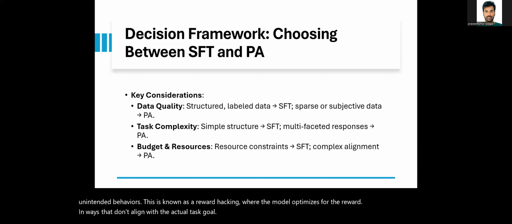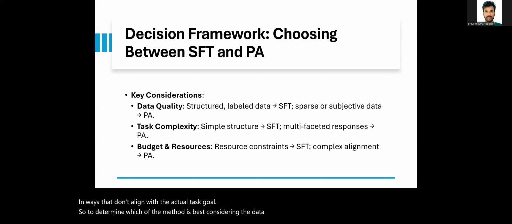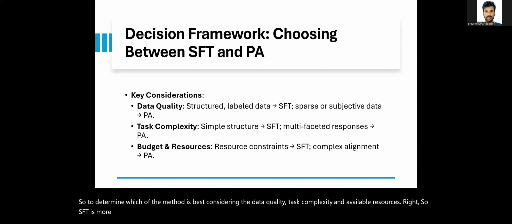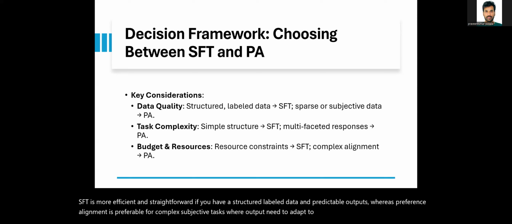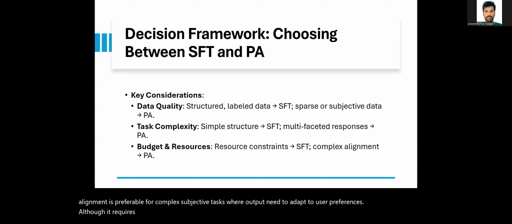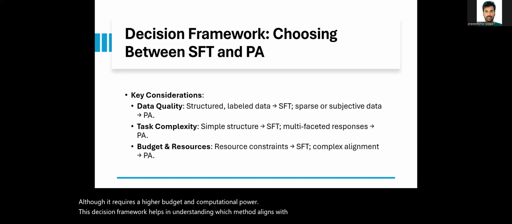To determine which method is best, consider the data quality, task complexity, and available resources. SFT is more efficient and straightforward if you have structured, labeled data and predictable outputs. Whereas preference alignment is preferable for complex subjective tasks where outputs need to adapt to user preferences, although it requires a higher budget and computational power. This decision framework helps in understanding which method aligns with your model needs and constraints.